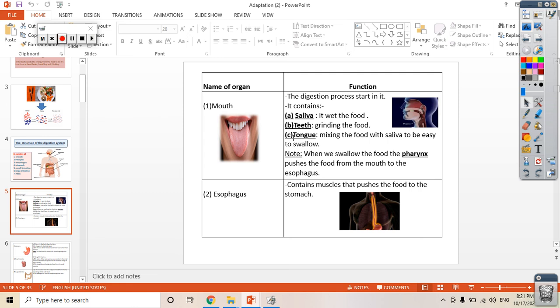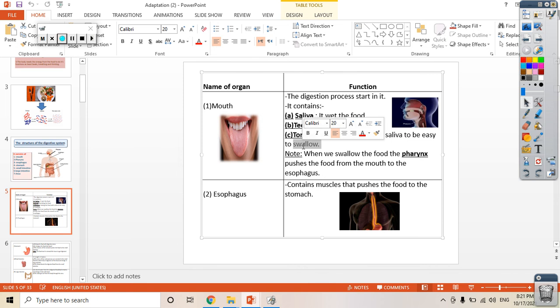When you are chewing the food, the tongue is moving inside your mouth, right? Why is the tongue moving inside your mouth? To mix the food with saliva to be easy to swallow. When the teeth cut the food into small pieces, the saliva mixes with these small pieces of food, then the tongue mixes the food with saliva.